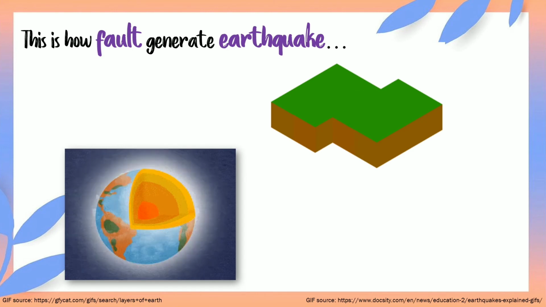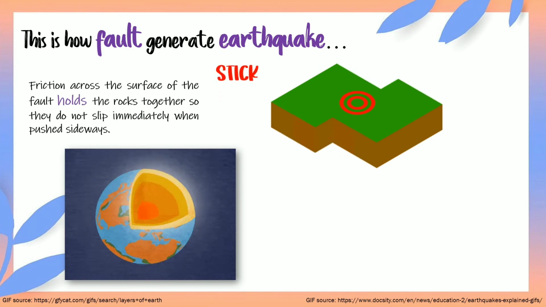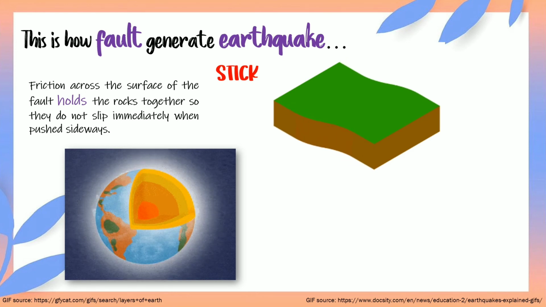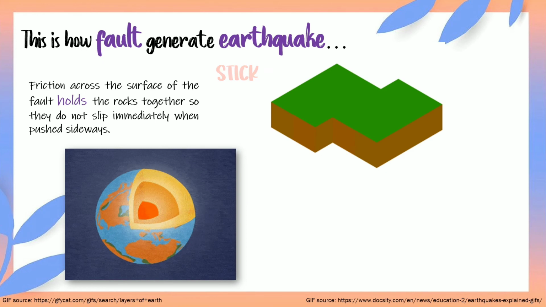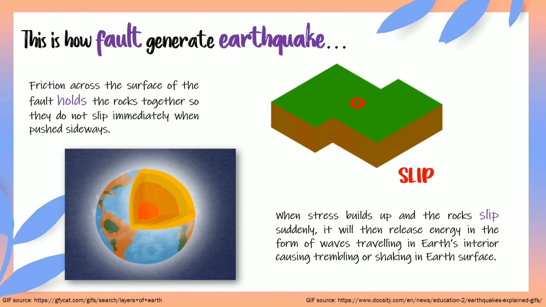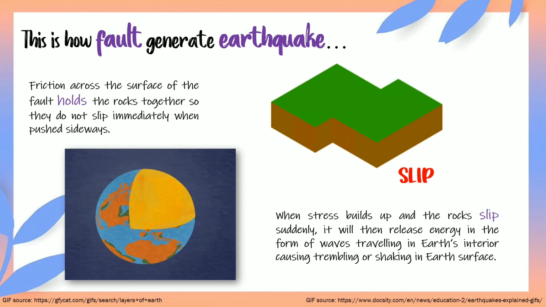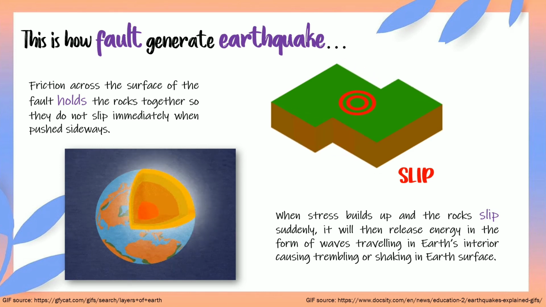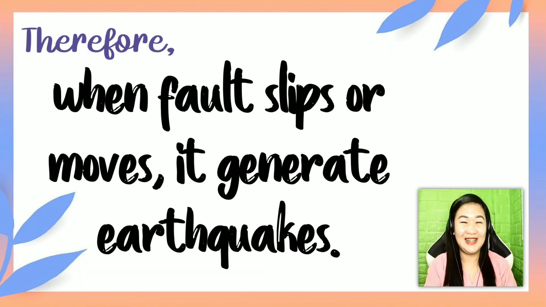Some scientists describe this process as stick and slip. At first, the friction across the surface of the fault holds the rocks together so they do not slip immediately when pushed sideways. However, when the stress builds up and the rocks slip suddenly, it will then release energy in the form of waves traveling in the Earth's interior, causing trembling or shaking in the Earth's surface. Based on our activities earlier, we can conclude that when a fault slips or moves, it generates earthquakes.